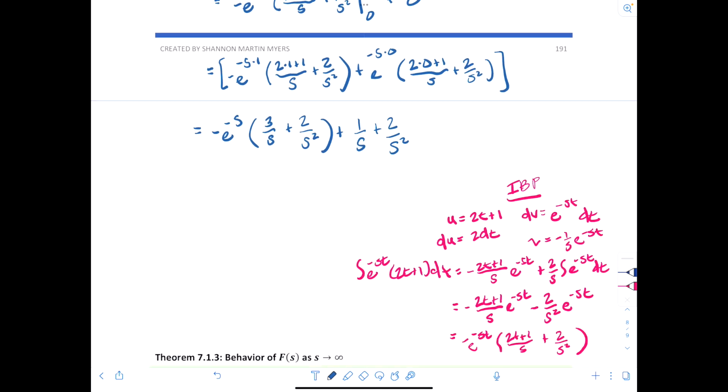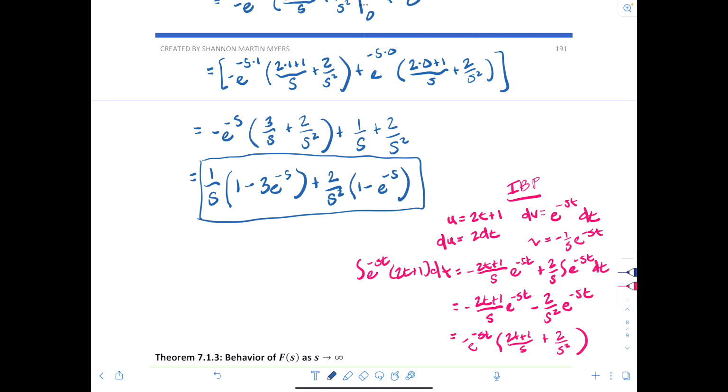So if I want to group my s and my s squared terms together, I would then get 1 over s times (1 minus 3e to the negative s), and then plus 2 over s squared times (1 minus e to the negative s). And we're all done. This was just all our work on our integration by parts.